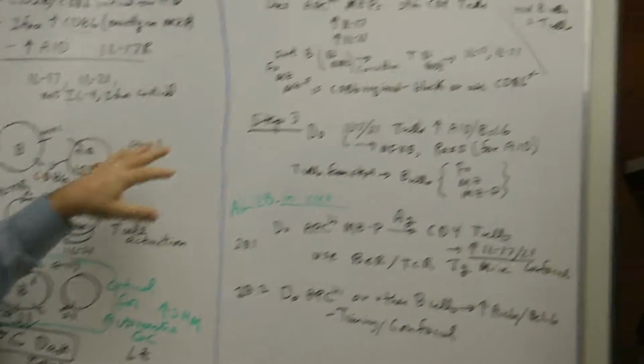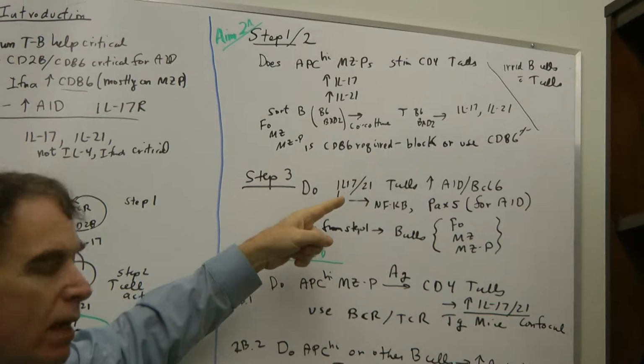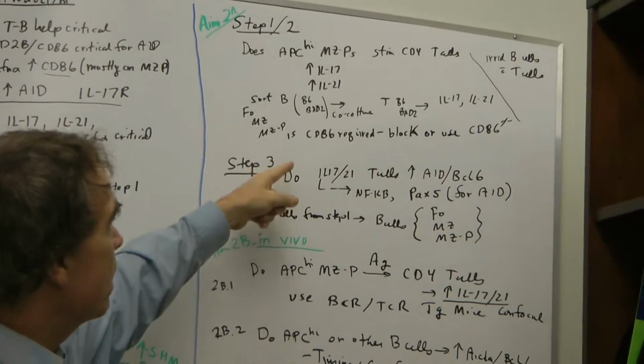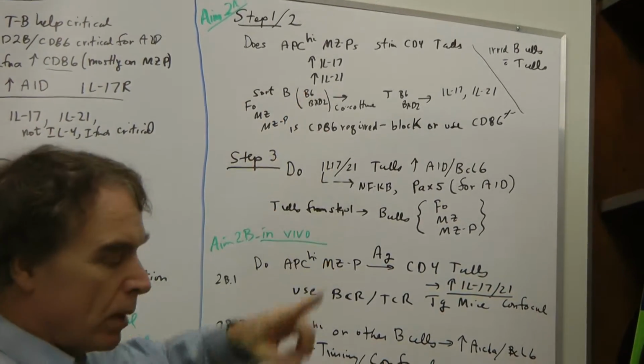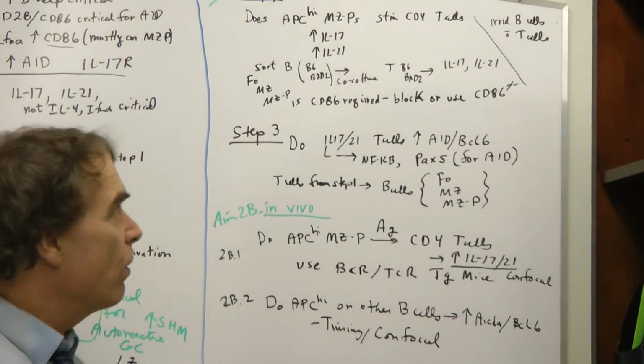So the first step is B cell stimulation of T cell to produce the cytokines. So the experiment might be, the model is MZP B cells are the antigen presenting cells. So let's go with that model.